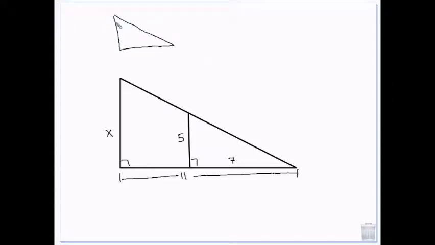And we'll have a big long triangle with an X and an 11 and a little short triangle with a 5 and a 7. So we're just trying to find X. And you know what you did before, you're splitting the triangles? So X over 5 equals 11 over 7. I just went from here to here and here to here. So 7X is equal to 55.